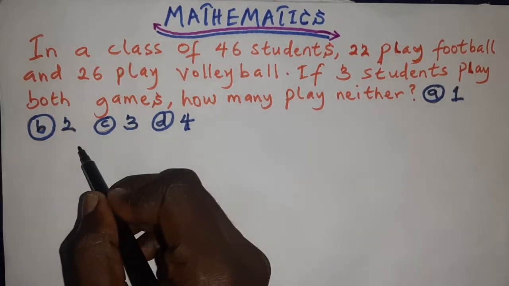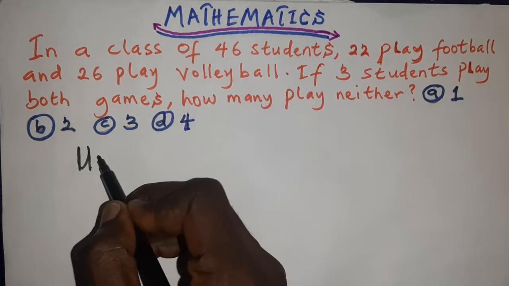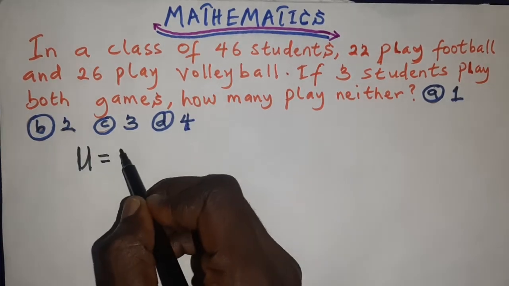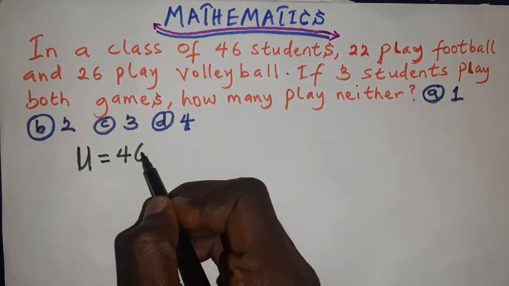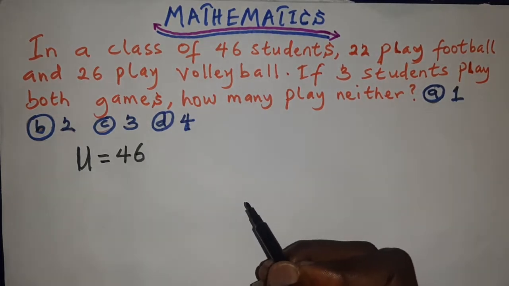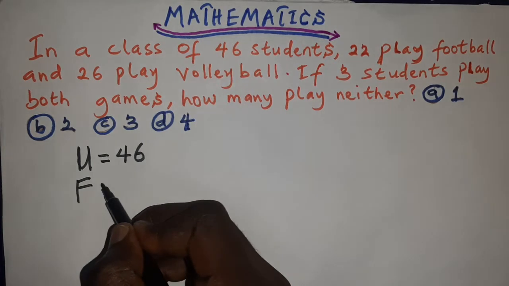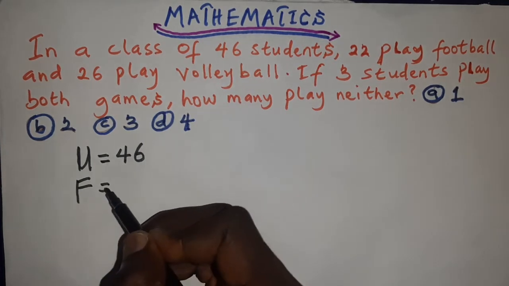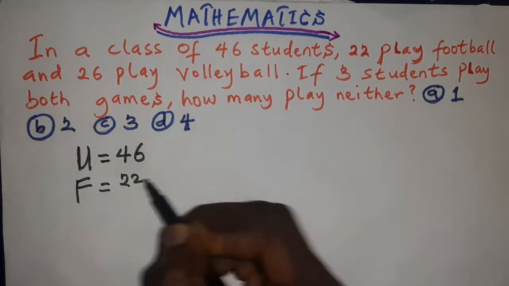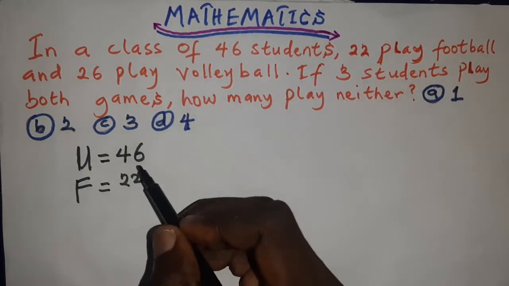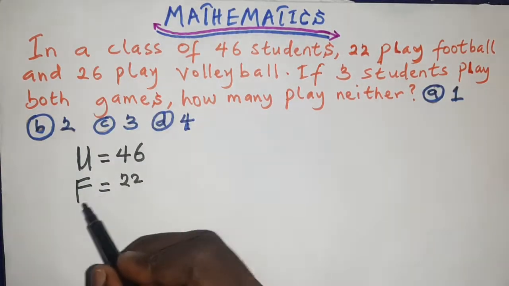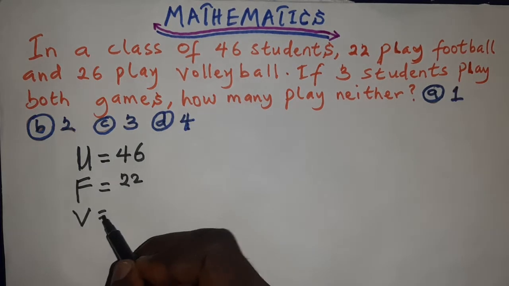So the universal set will be the total number of 46. This will be the cardinal number for the universal set. Then the other subsets: the number of those that play football, we have 22 for football. 22 play football. Then for volleyball, we have 26.